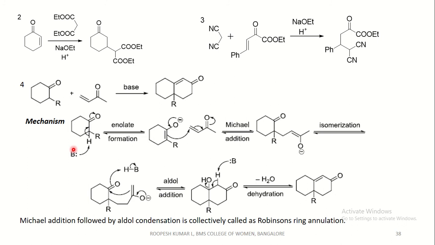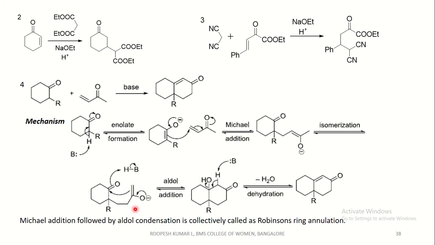Coming to the mechanism, the base abstracts a proton from this ketone with the formation of an enolate. The enolate reacts with the alpha beta unsaturated ketone, which is a Michael addition reaction, leading to a negative charge on the oxygen. On isomerization, we get the exo double bond.